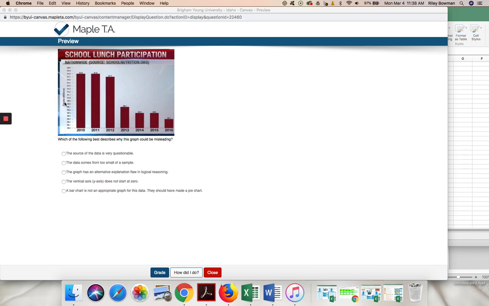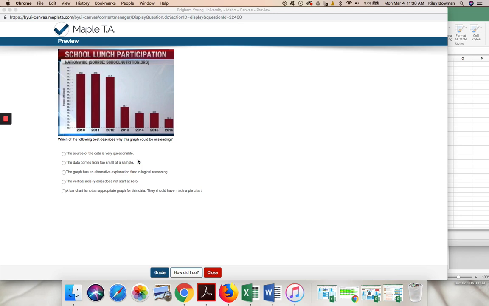We see over here people in millions. Nationwide source, schoolnutrition.org. We're looking at the school lunch participation from 2010 to 2016, and we can see we have numbers up here. We can see this starts at 30 million people and it ends at, is that 31.8 million? So our whole graph is going from 30 to 31.8. So 1.8 difference between the top and the bottom. We have our years here, we have the numbers.